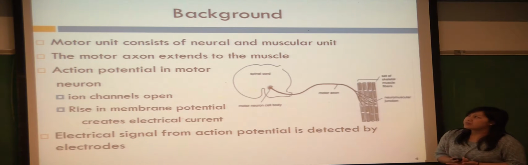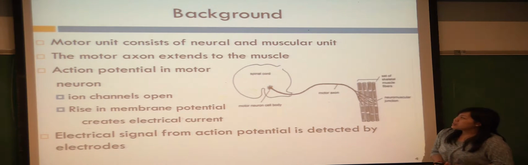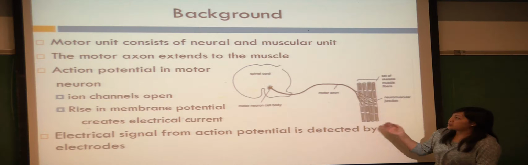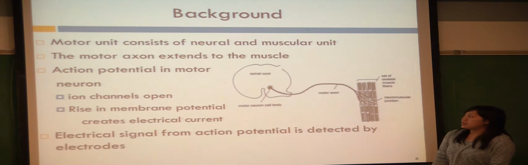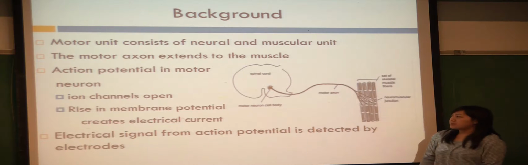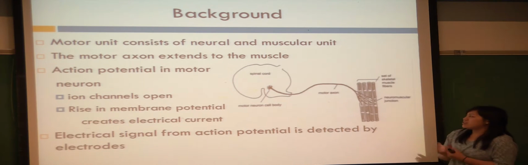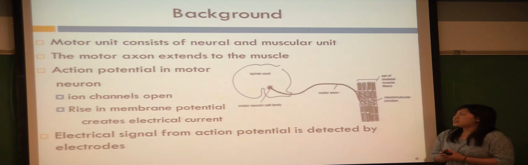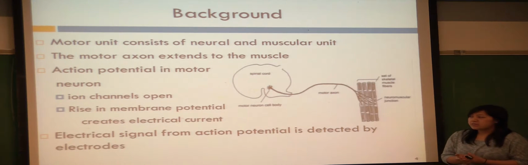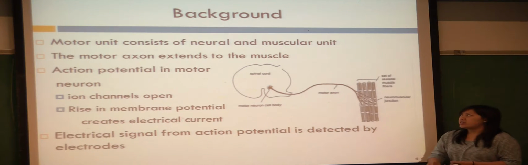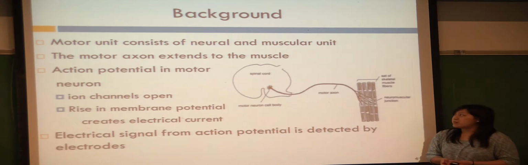So for the background, the motor unit basically makes the electrical impulse. This is a diagram of the motor unit. It consists of a neural and muscular unit. The neural unit would be the motor neuron cell body, which is in the spinal cord, and it connects peripherally to particular muscles. The muscle unit consists of the muscle fibers, and the axon is connected to it by a chemical synapse. So what happens is when there's an action potential in the motor neuron cell body, it excites the whole motor unit, causing the muscle fibers to contract.